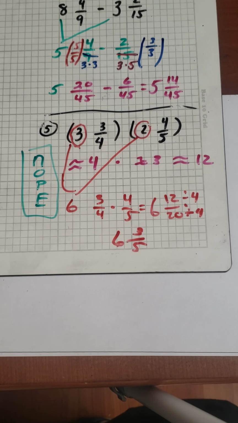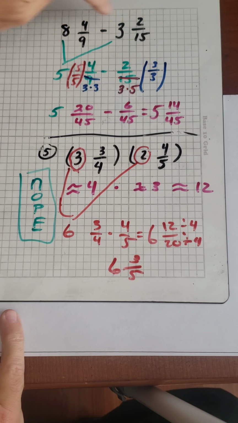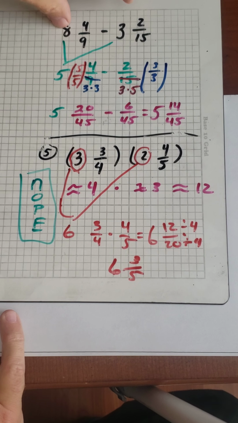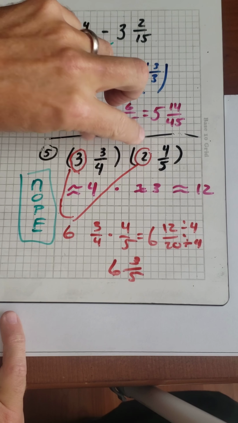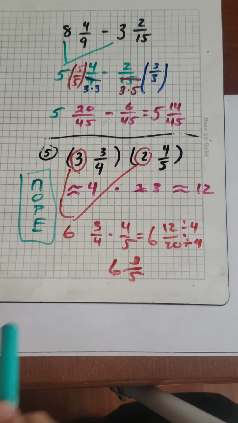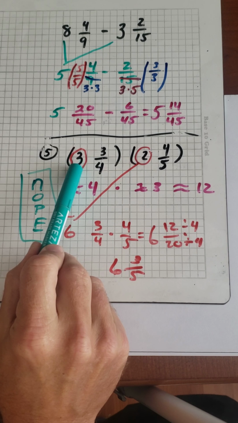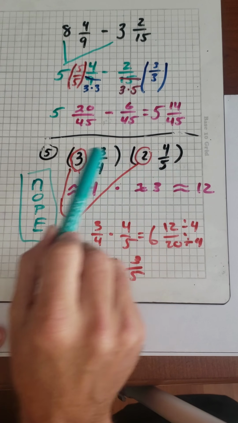One of the main things I've got to get across today is that before, I could handle my whole numbers separately from my fractions. For adding and subtracting, you can do 8 minus 3 and then do 4/9 minus 2/15. But you cannot do 3 times 2 and then 3/4 times 4/5. I'll tell you real quickly why you can't do that. It's because this 3 is being multiplied not just by the 2, it's also being multiplied by the 4/5. And that's what we missed out on.